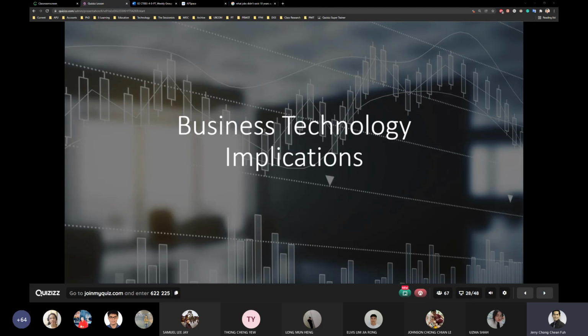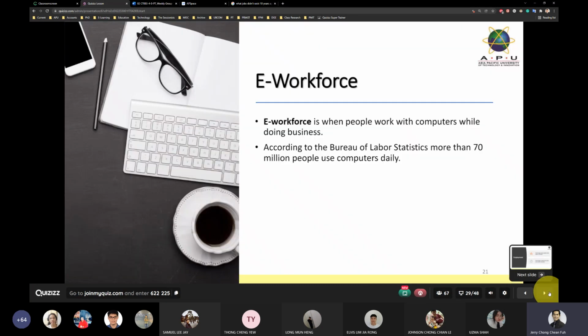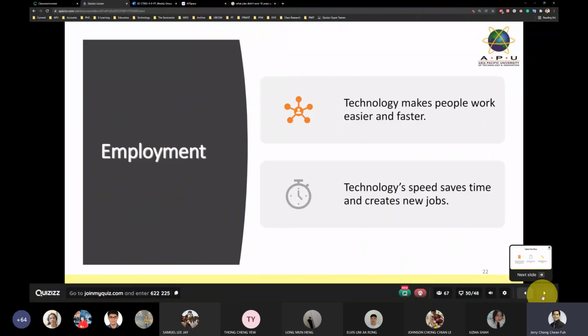Thank you. You can lower your hands, those of you who have raised them. We shall continue. With business technology implications, there are a lot of changes, or rather I will use the word disruptions, that have to be incorporated. As you can see in terms of the e-workforce, there is a lot of employment, and this is also related to procurement and outsourcing earlier. If you notice, more and more organizations are outsourcing IT and technological solutions to other companies, and it is becoming very common.